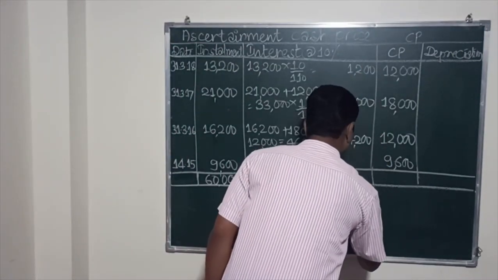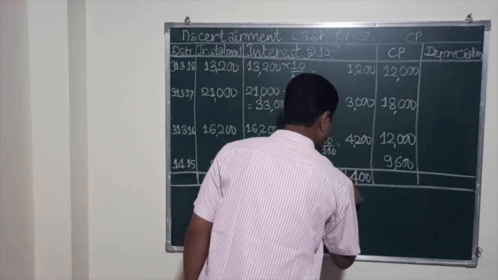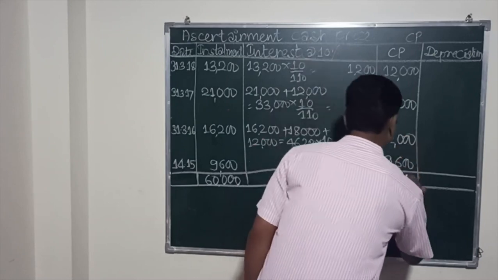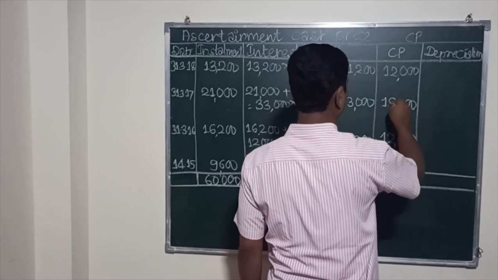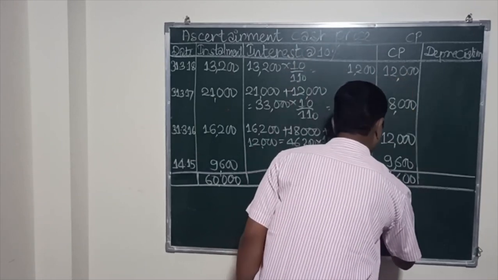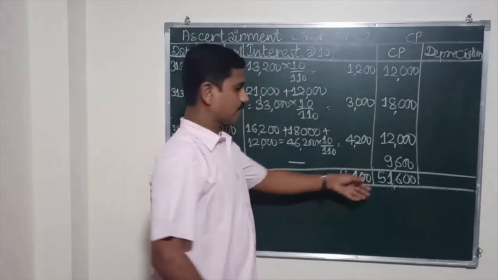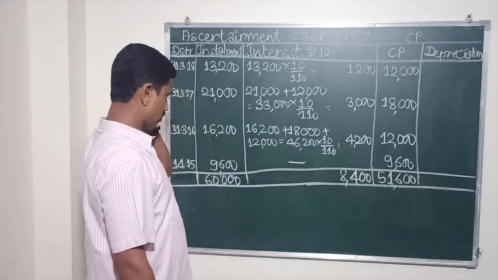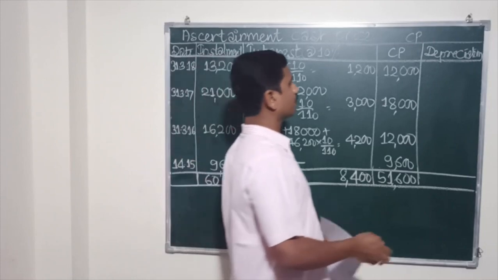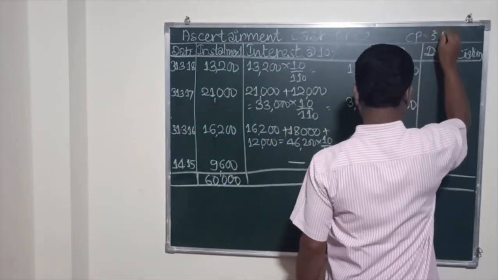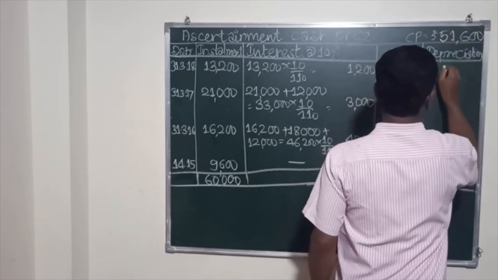Similarly, we should take the total here. 2 plus 2 is 4, 4 plus 3 is 7, 7 plus 1 is 8. So now let's take the total here. 0 0 here, 6 here, 9 plus 2 is 11, 11 plus 8 is 19, plus 2 is 21, carry 2, and so on. So how should we check whether this calculated amount is correct or not? 60,000 minus 8,400 will get 51,600 only. So now we have got the cash price, 51,600. So now we should calculate the depreciation.